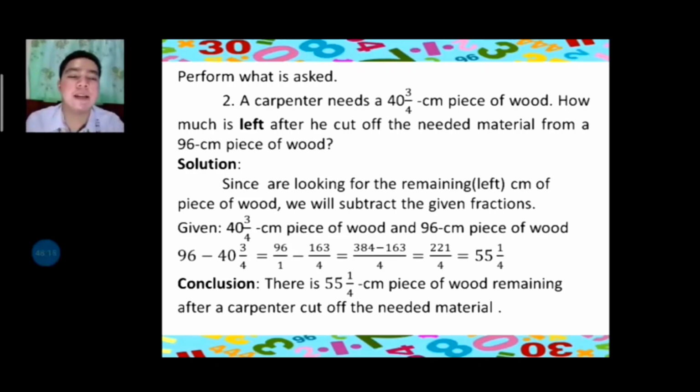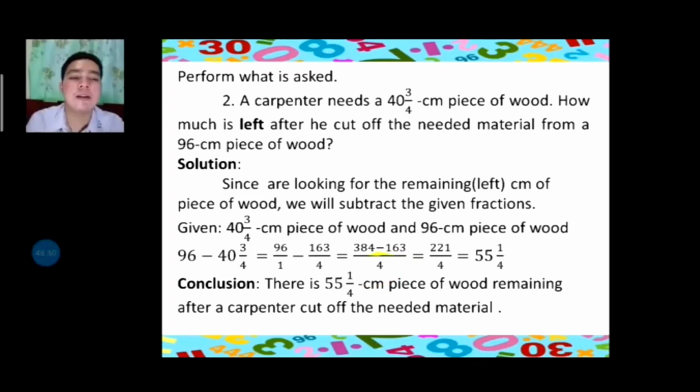So from the given or the whole piece of wood, which is the 96 centimeter, 96 minus 40 and 3/4. So this whole number will become a fraction. So 96 over 1 minus 163 over 4. This is 40 and 3/4 in mixed fraction. Okay, we just made it an improper fraction. Now, let's proceed. The LCD is 4.